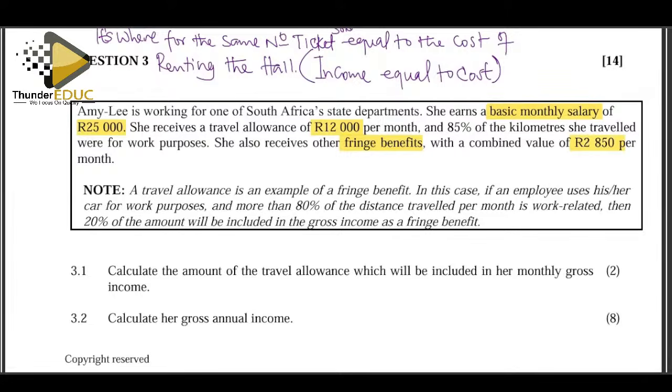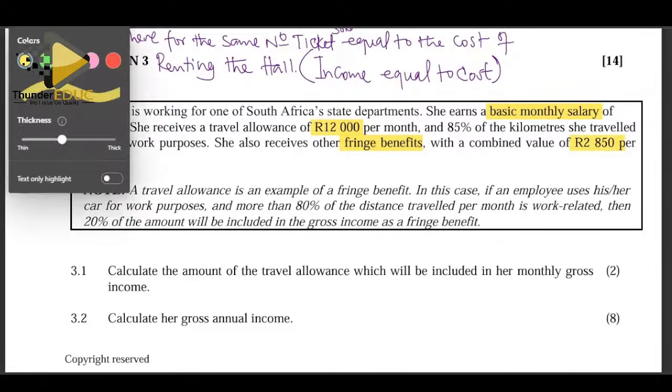We start asking ourselves, what should we do? Calculate the amount of travel allowance which will be included in her monthly gross income. We come back to the note. It says a travel allowance is an example of a fringe benefit. In this case, if an employee uses his or her car for work purposes and more than 80% of the distance traveled per month is work-related, then 20% of the amount will be included in the gross. Take note of that. It will be included in the gross salary.